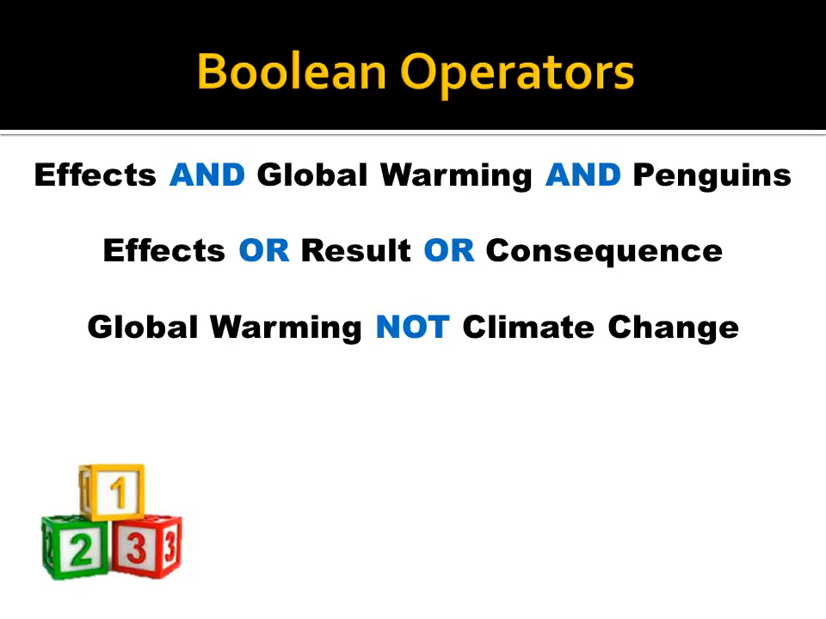The second line, effects or result or consequence, is combining some of our synonyms. This line would require the database to return articles that contain any one of those search terms. That means the database would return more articles.